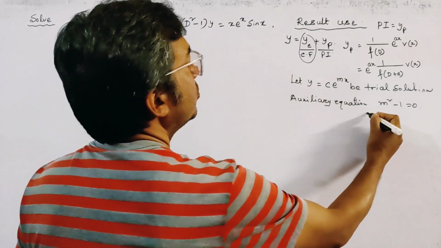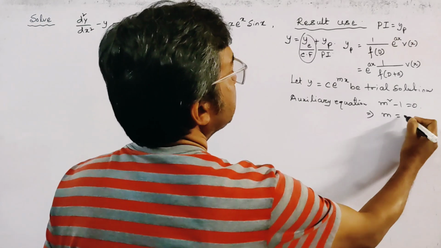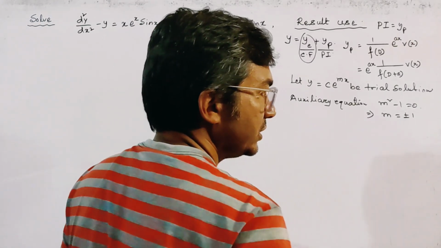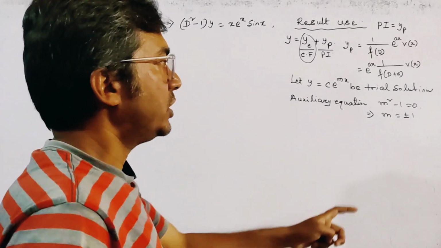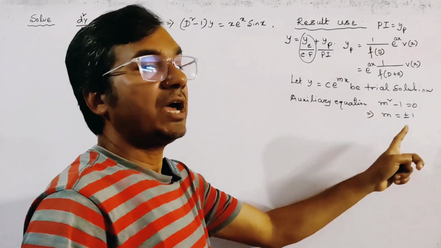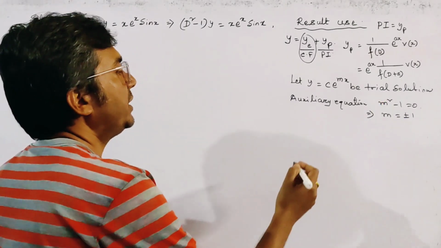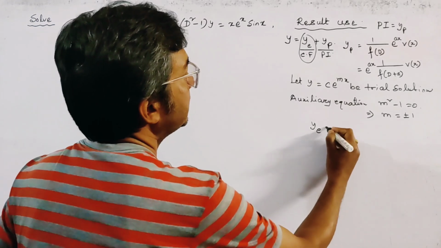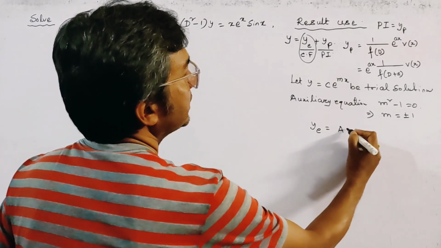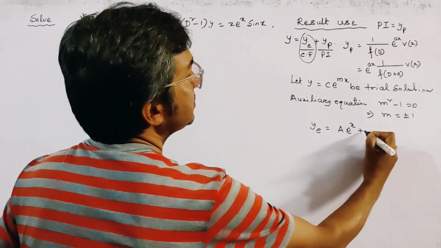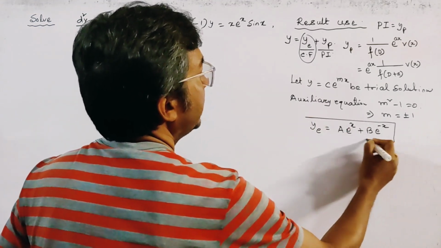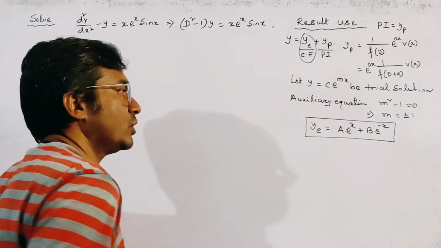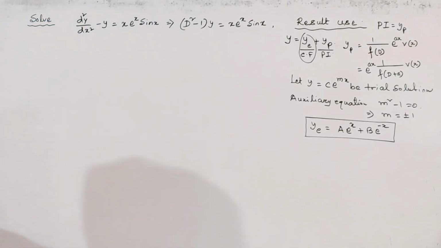So we get two values of m, plus minus 1. So the two roots of the auxiliary equation are real and unequal. So the complementary function yc is a e to the power x plus b e to the power minus x. Very easy. This is the complementary function.